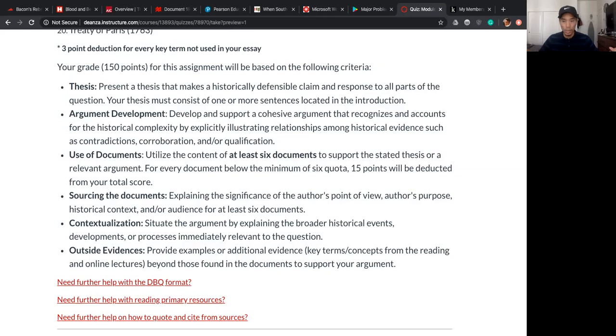You can use your books, right? You can have your notes in front of you. Okay, but you want to make sure that you are writing in your own words. Okay, no plagiarism. And also how you're going to be graded, guys.